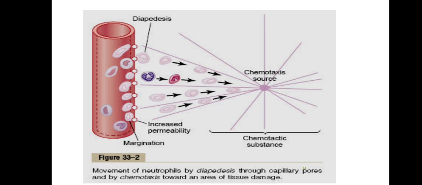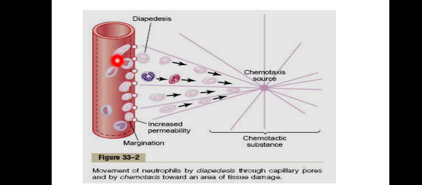So these are different processes. For example, chemotaxis. If this particular white blood cell is moving from this blood, and the infection is here, this particular antigen is going to release some toxins. So the body uses different mediators that are going to help this particular white blood cell to reach this area of infection.